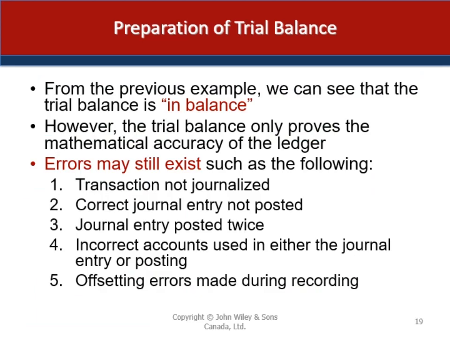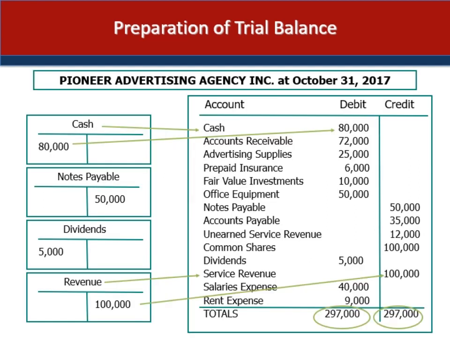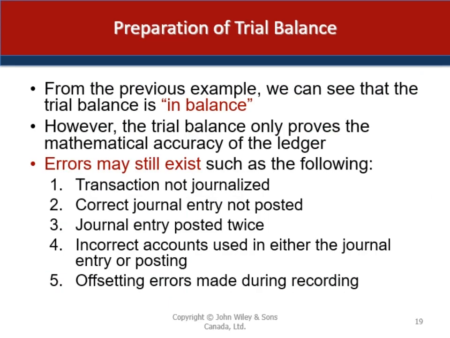So from the previous example, we can see that the trial balance actually balances because the debits and credits were the same. If we step back here for a second, the debits and credits both add up to $297,000. That doesn't necessarily mean that we are done. So we need to still do some additional checking for some of these potential errors.